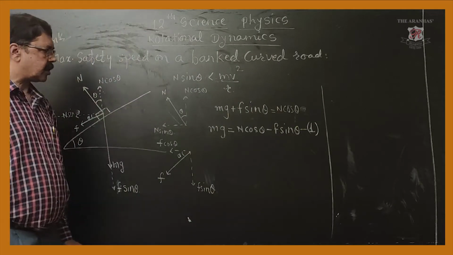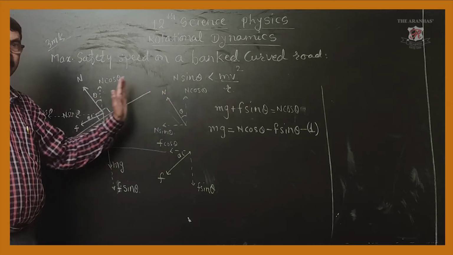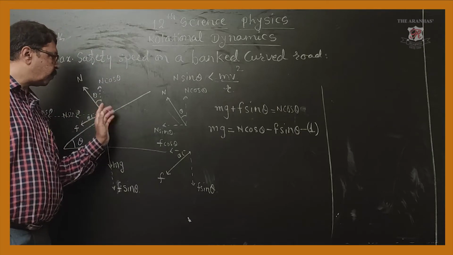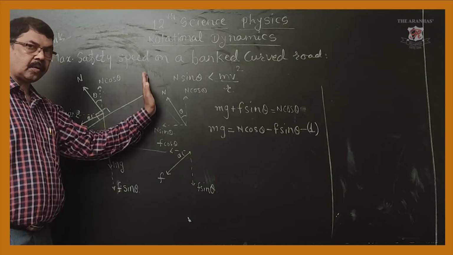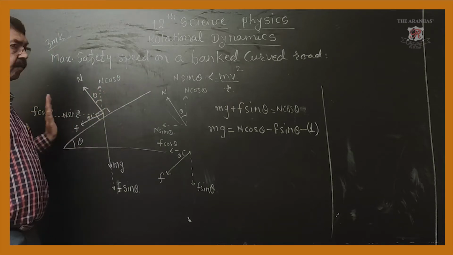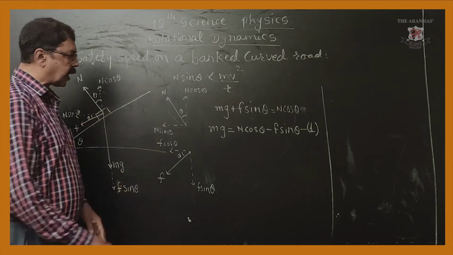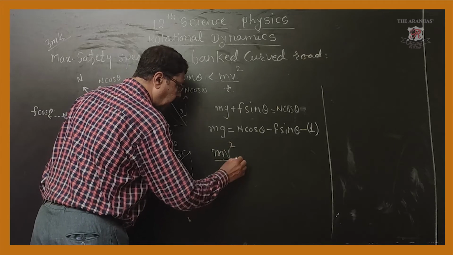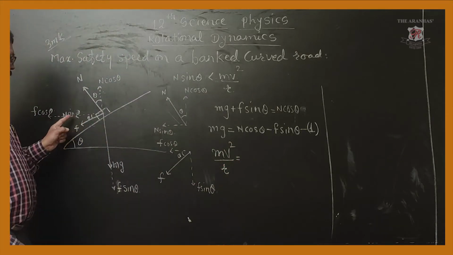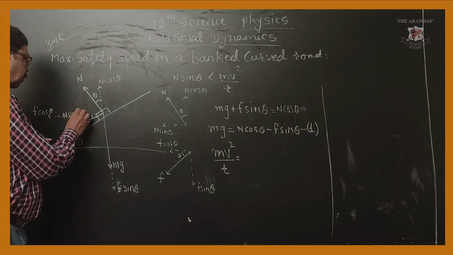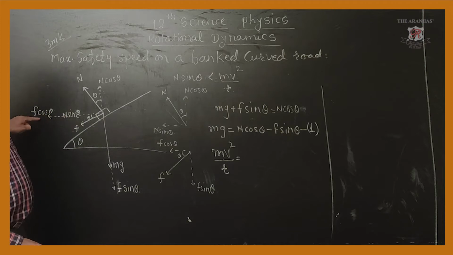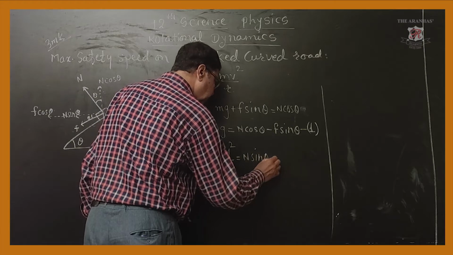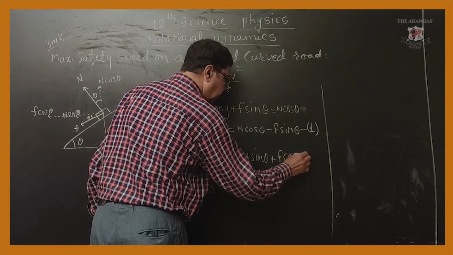What is going to happen next? Now, the forces which are in the horizontal direction, they should also be equal. Otherwise, if this force is greater, the vehicle will move on this side. If this force is greater, the vehicle will move on this side. What is the force on the right hand side? It is centrifugal force mv square upon r. What is it equal to? It is equal to the sum of the two vectors. The two vectors are N sin theta and f cos theta. N sin theta plus f cos theta.